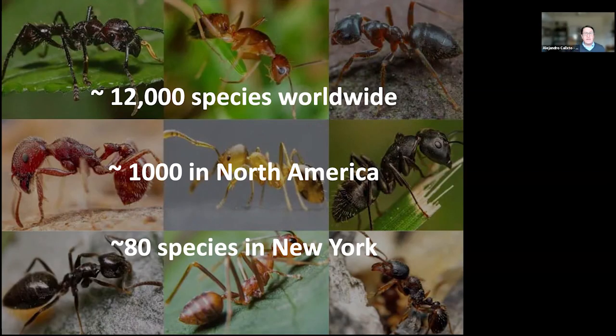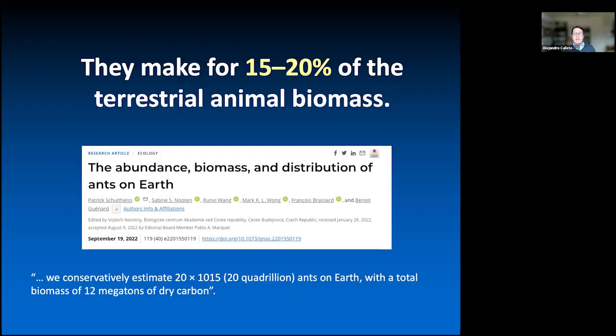A little bit about the diversity of ants. That's a really diverse group of organisms. There are about 12,000 species of ants in the world, about 1,000 in the US, and about 80 species in New York. Something really interesting that I always mention in these presentations is the biomass, how much they weigh. If you put all the animals in the world on a scale, ants would represent between 15 and 20% of all that biomass. That's a lot of ants, right?